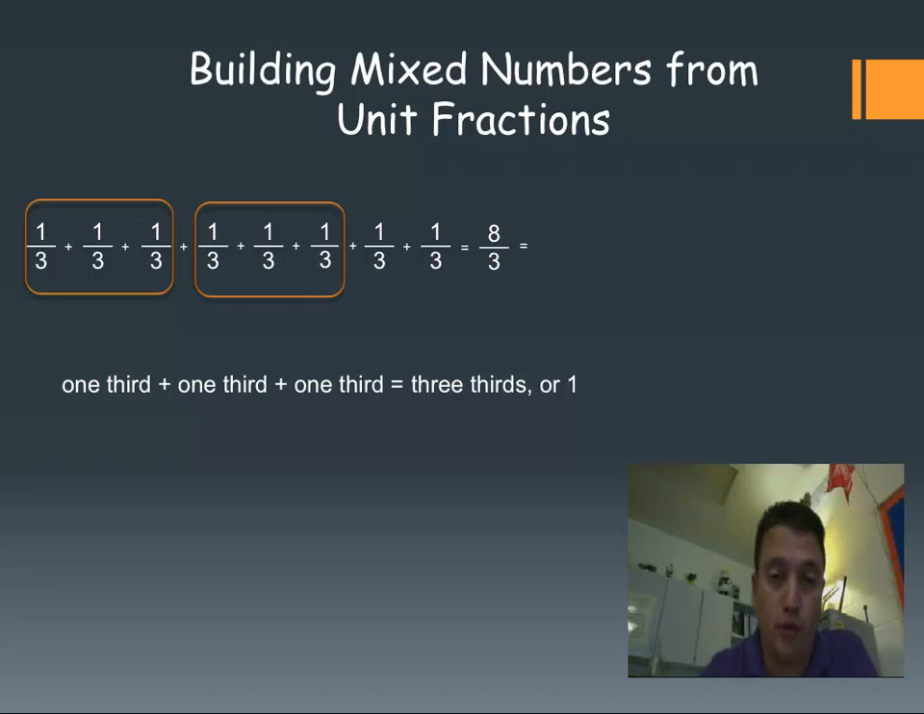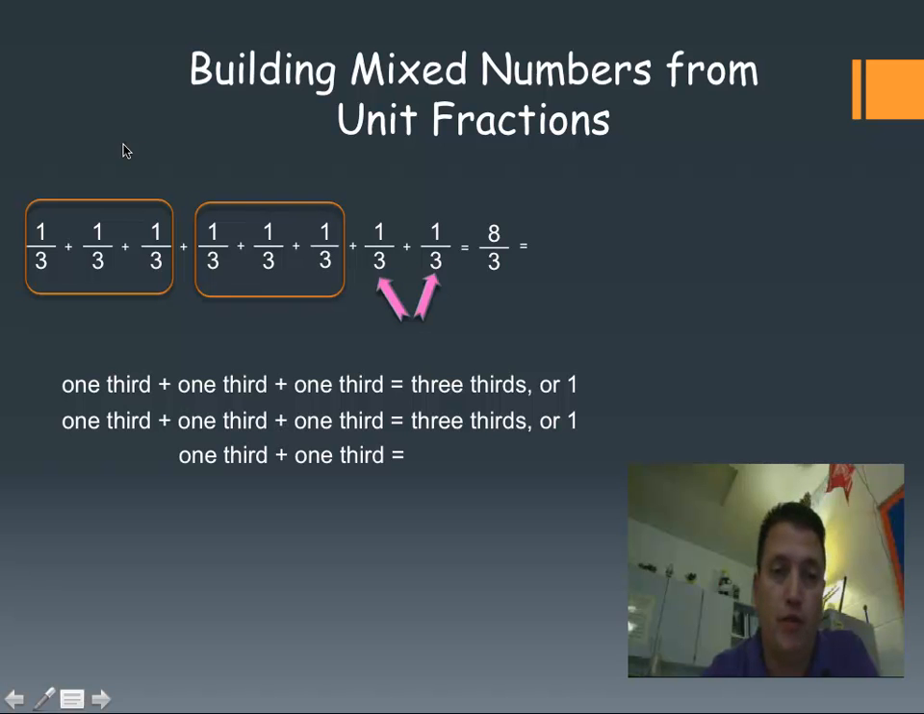I'm going to do that with another group because I've got enough that I can do that. So again, I've got 1 third plus 1 third plus 1 third, which equals 3 thirds, or 1. And then what do I have left behind? Well, I have 1 third and 1 third, so that's going to give me 2 thirds left behind. So now I can write that as a mixed number, as 2 and 2 thirds. The boxes represent my whole numbers, and this represents what's left over that's going to be the fraction.